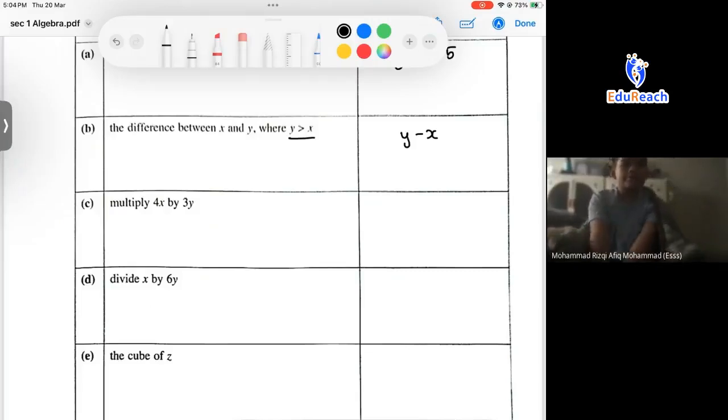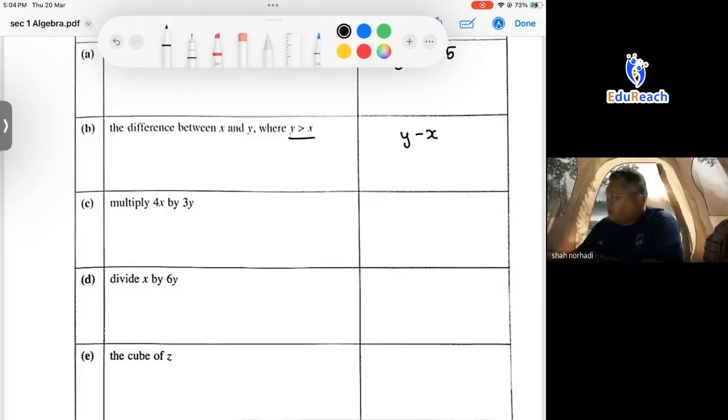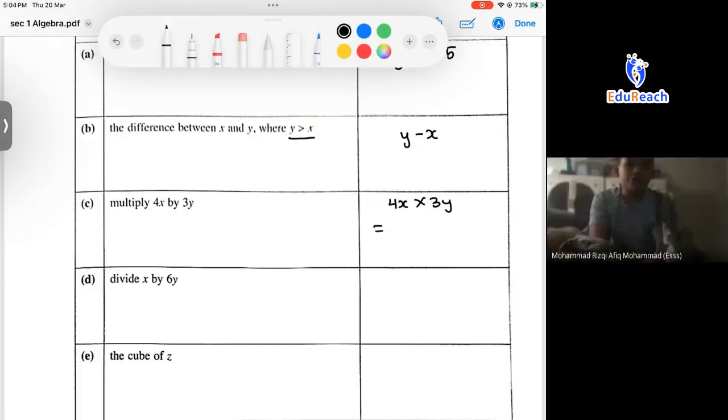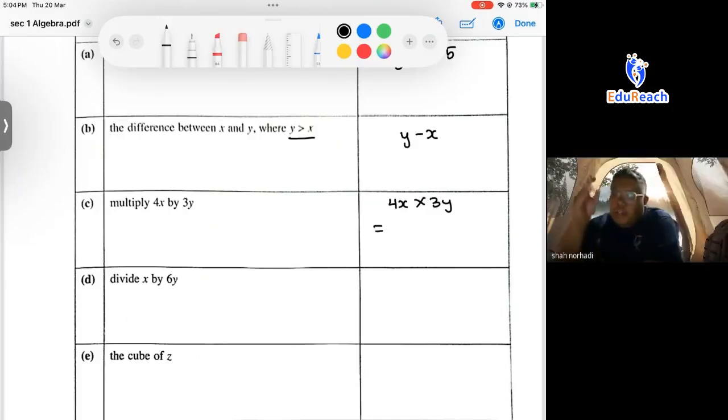Four X times 3Y. All right. So you will write down 4x times 3y. Then what will be your final answer? 4X times 3Y. No, because 4 and 3 can be multiplied. So it will become 12, then xy. Okay. What's next?